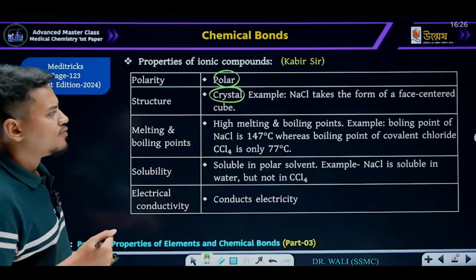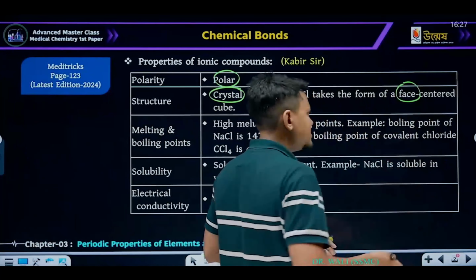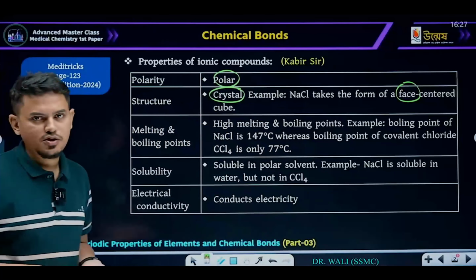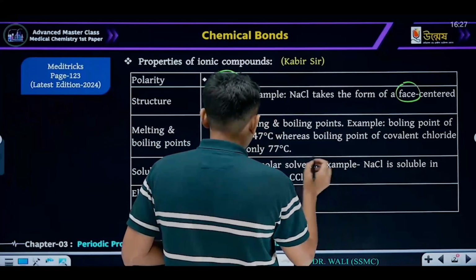Sodium chloride takes the form of a face-centered cube. Basically, it is a side-centered cube, not face-centered. Yet it is written face-centered, so you have to write it as well because of the version of that book. Anyway, melting and boiling point. It is very important. I'm marking this with yellow color or red color.